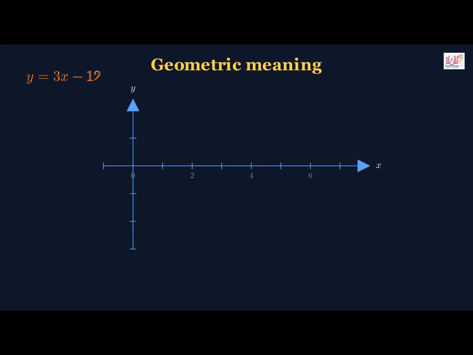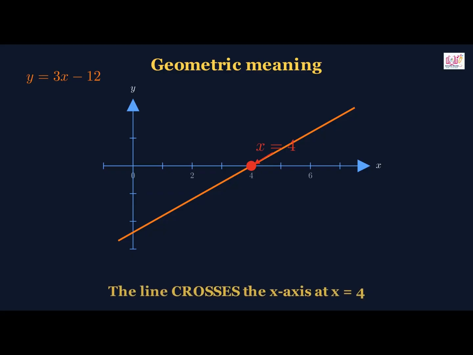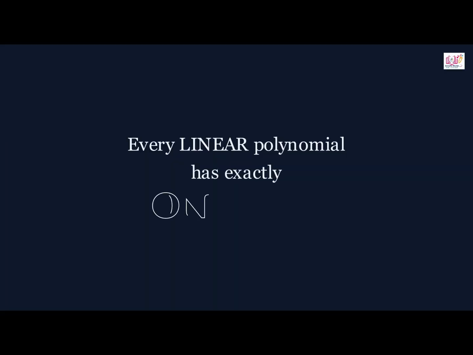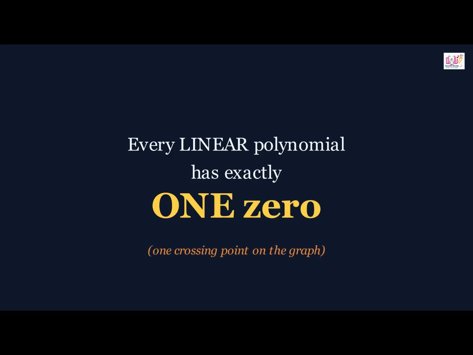But here is where it gets interesting. Let us look at this graphically. If we draw the graph of y equals 3x minus 12, we get a straight line. And look at what happens at x equals 4. The line crosses the x-axis exactly at x equals 4. This is the geometric meaning of a zero. A zero is the value of x where the graph of the polynomial meets the x-axis. Every linear polynomial has exactly one zero. One crossing point. One value where the line meets the x-axis.